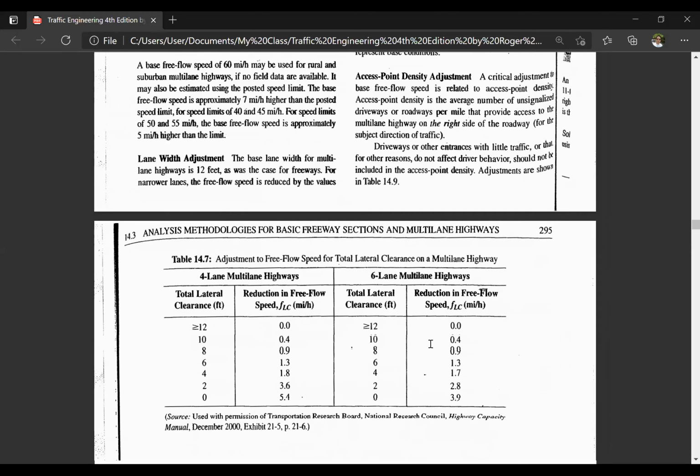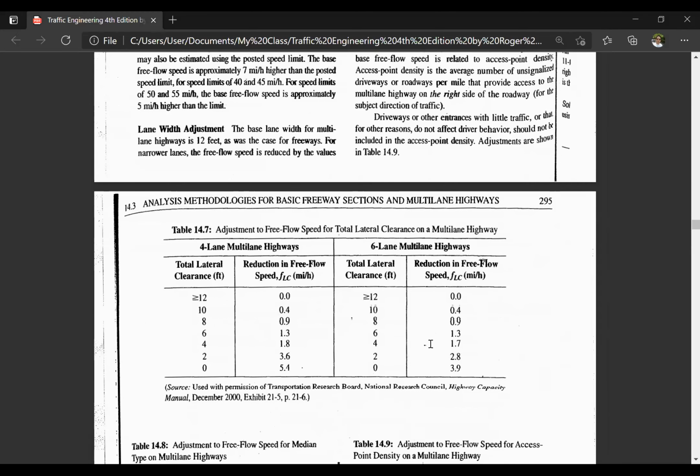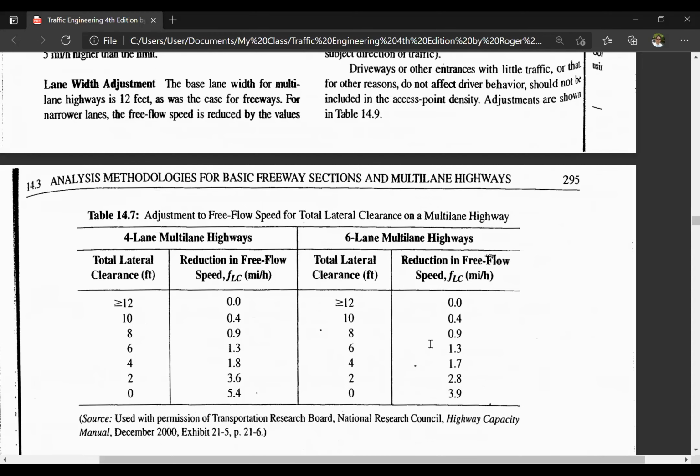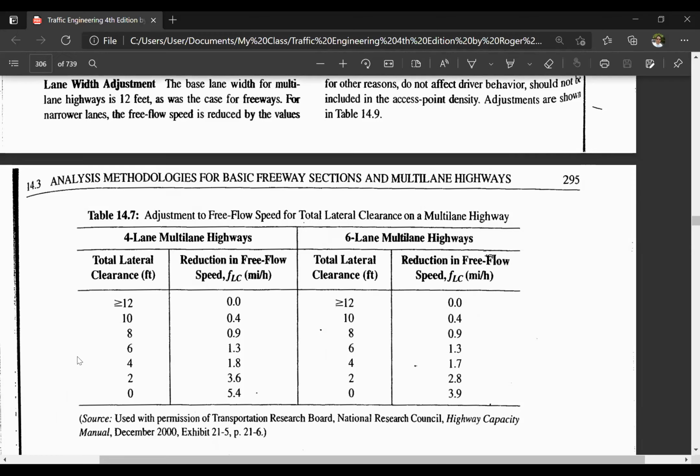So if you look on table 14.7, it shows the adjustment here: the total lateral clearance of 4-lane multi-lane highways versus 6-lane multi-lane highways. Total clearance and the reduction right here.